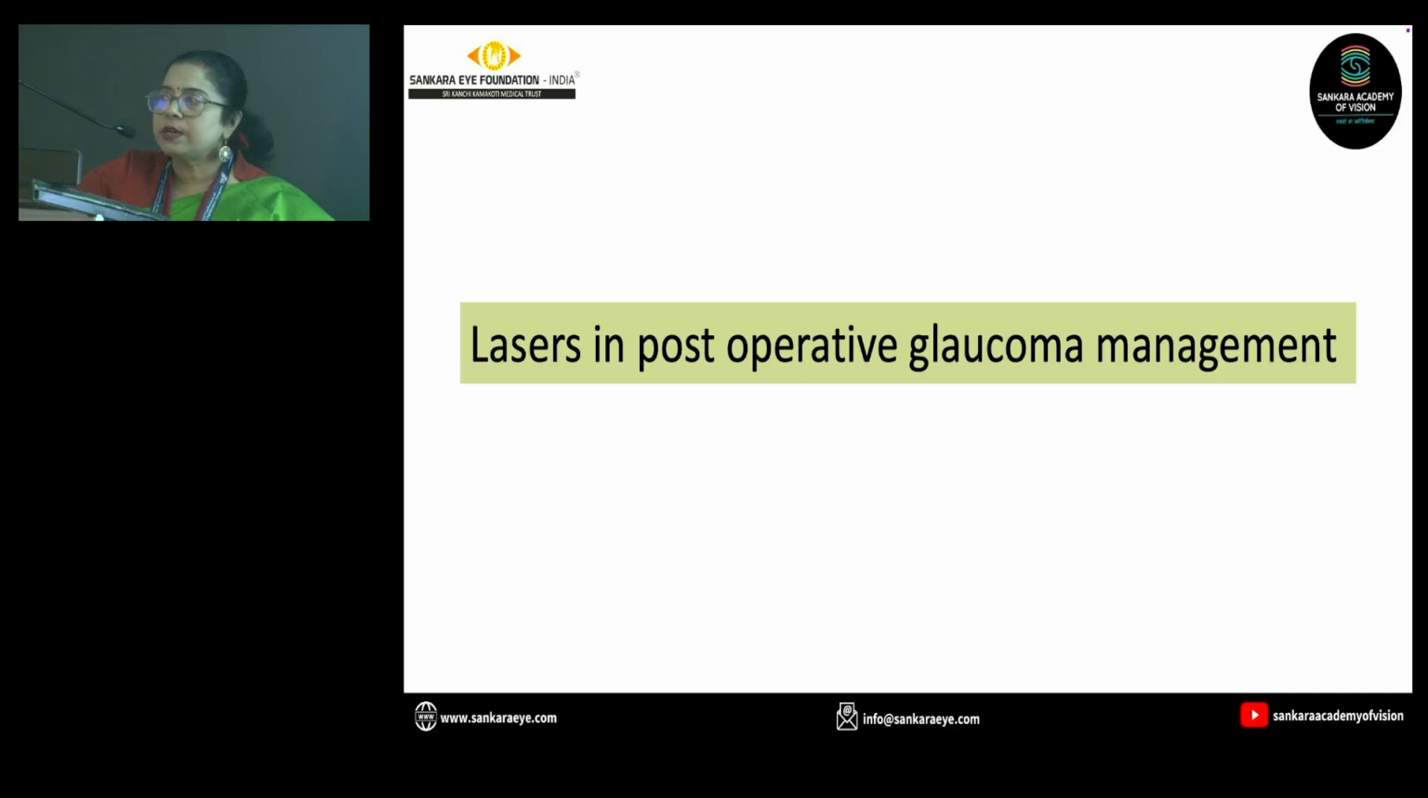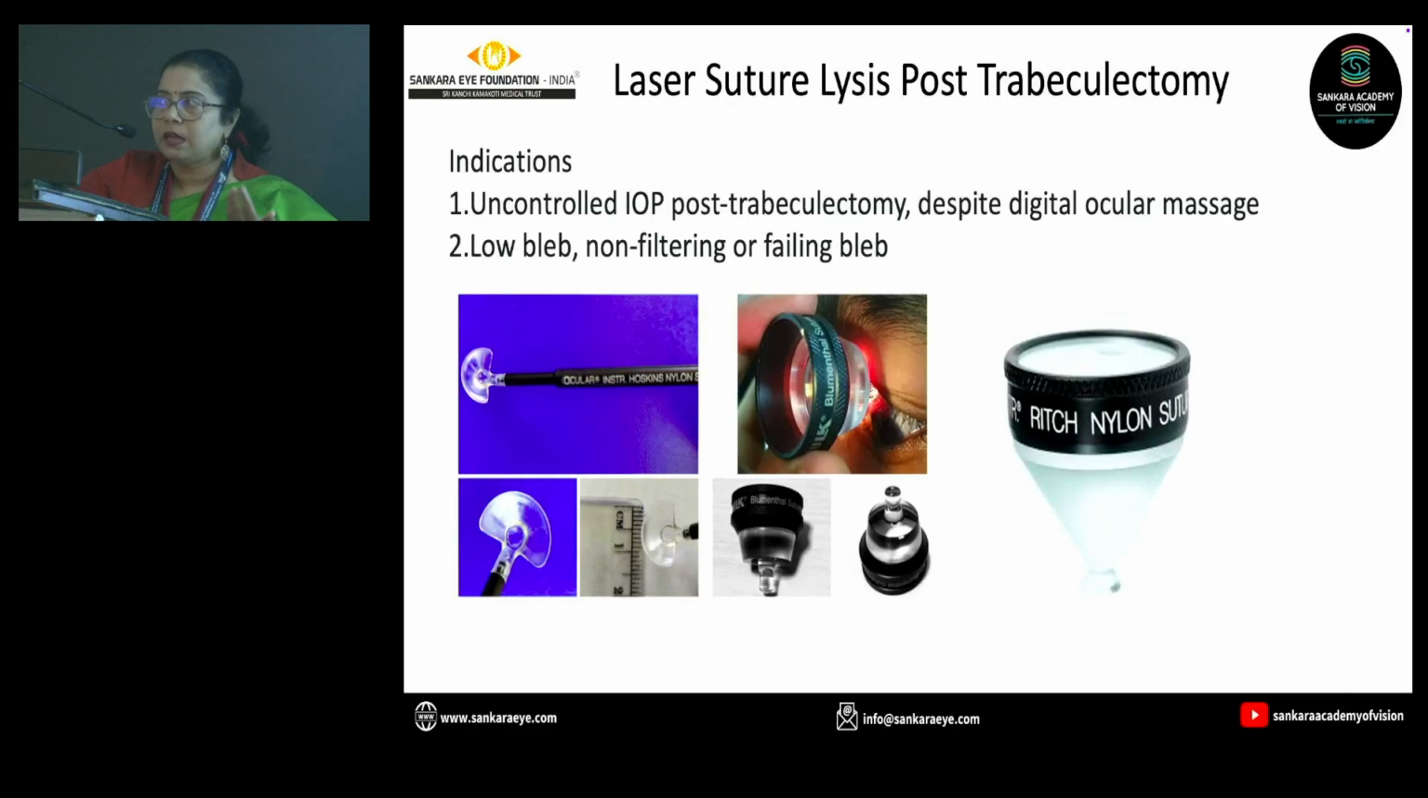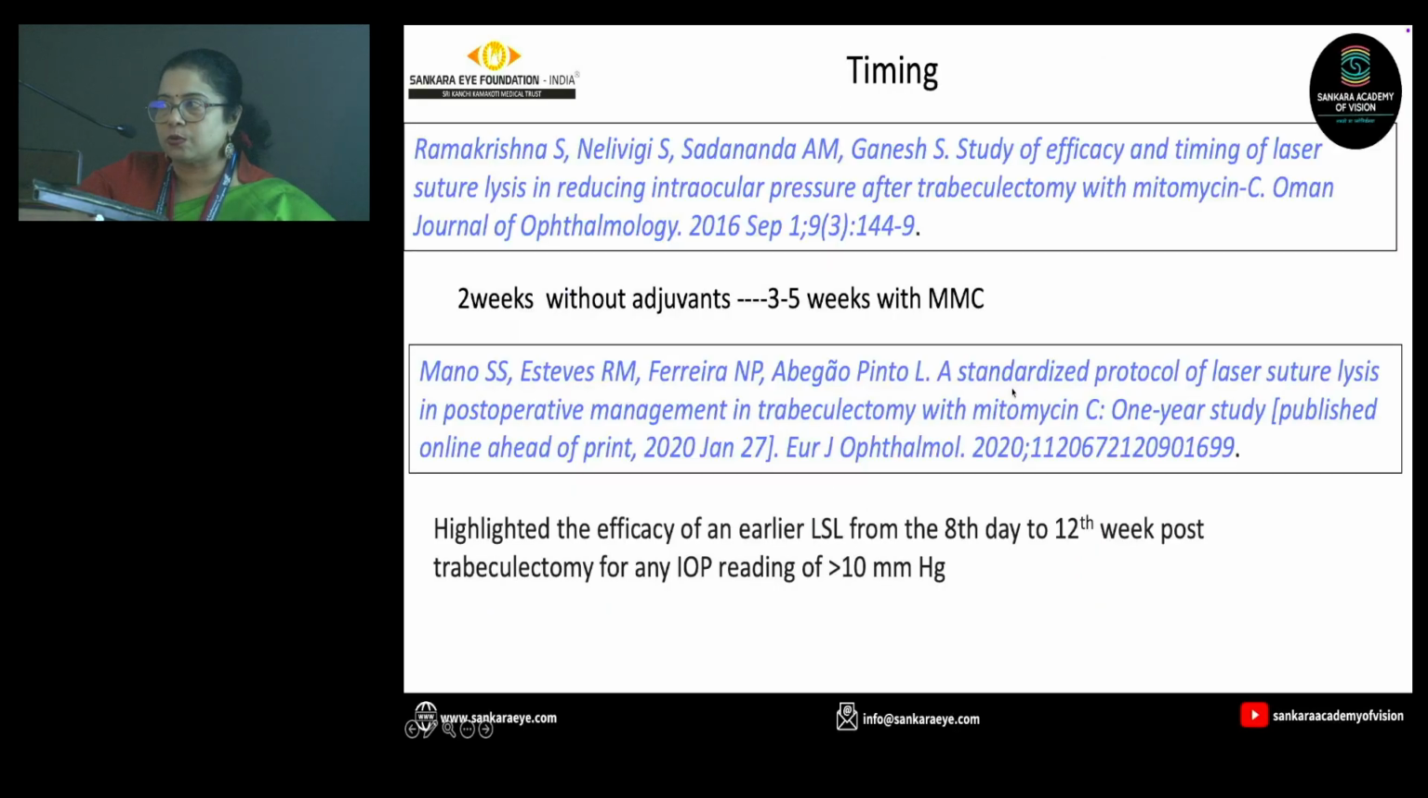Now, when it comes to lasers in postoperative glaucoma, laser suture lysis post-trabeculectomy, these are the different lenses which are used. The first one is a Hoskins lens, this is a Blumenthal lens, and we can even use a Ritch trabeculoplasty lens also. When do we do it? Usually 2 weeks without adjuvants and 3 to 5 weeks with the usage of MMC.